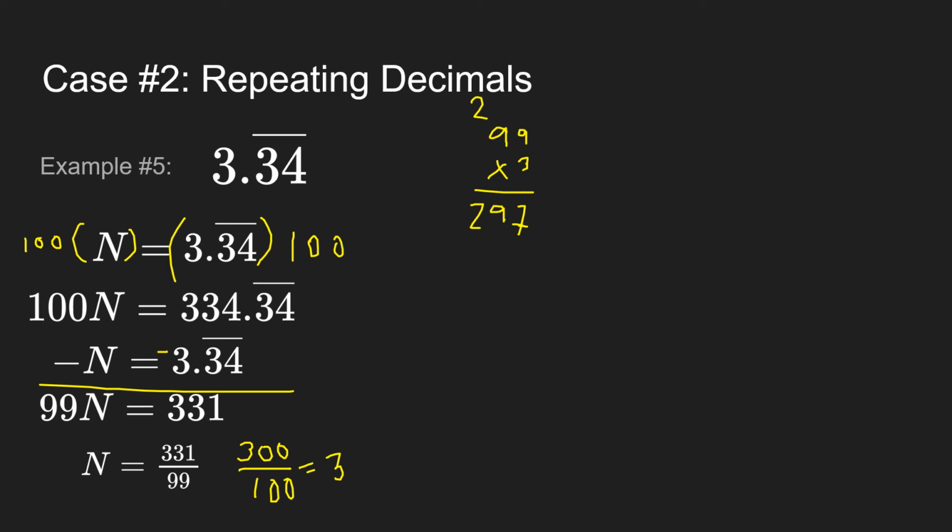And so we see that 99 goes into 331 3 whole times. So 3 will be what's in front of the fraction. And then we are going to be using the same denominator, 99. So we need to figure out what we need to make our numerator. And this is where the 297 plays in. So what we need to do is subtract 297 from 331.